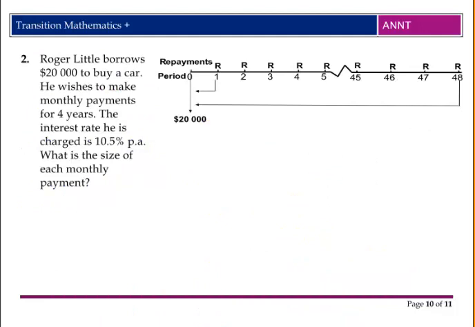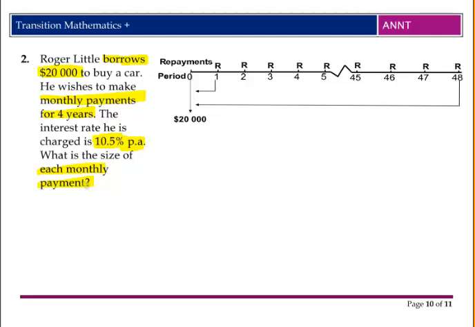Now, Roger Little borrows $20,000 to buy a car. He wishes to make monthly payments for 4 years. The interest rate he is charged is 10.5% per annum. What is the size of each monthly repayment? So this is looking at finding R rather than finding A.